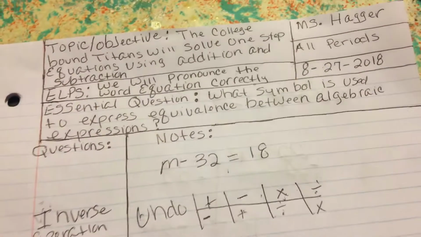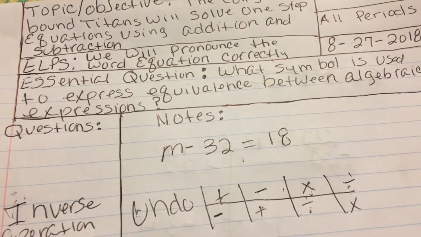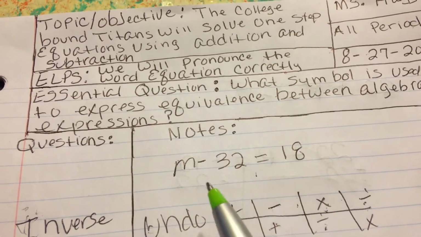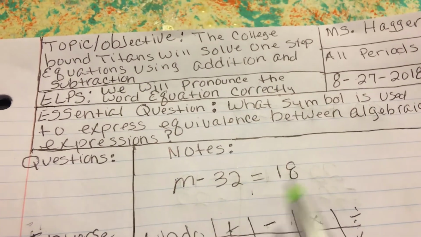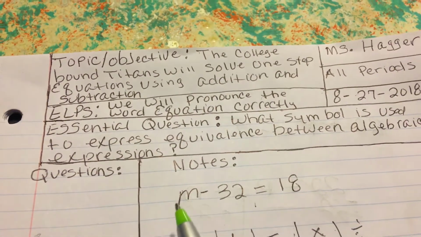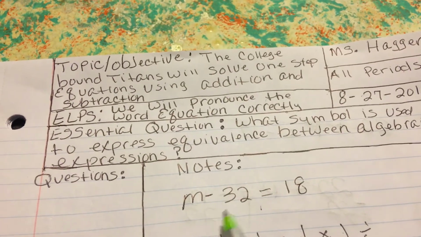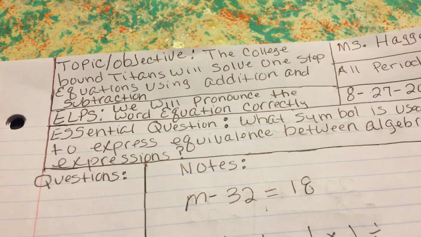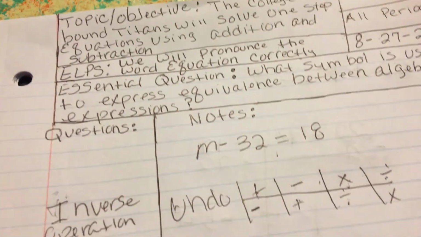Okay, so let's get right down to the lesson. We are going to solve the one-step equation m minus 32 equals 18. Now the end goal is to get the variable m by itself. So to get the variable m by itself, we're going to use inverse operation. Inverse simply means to undo.